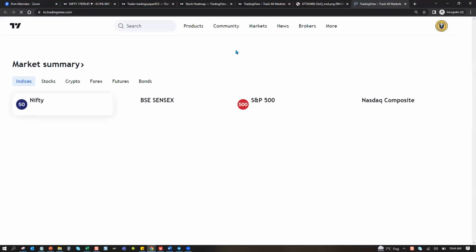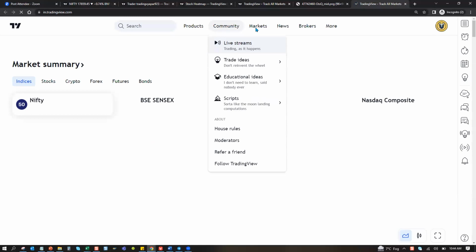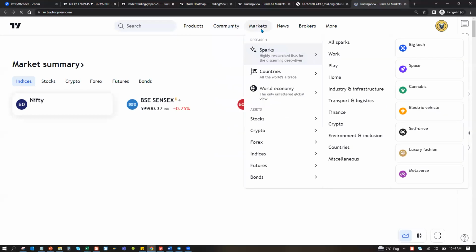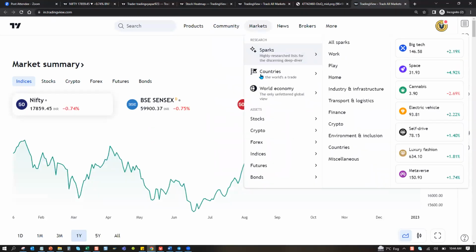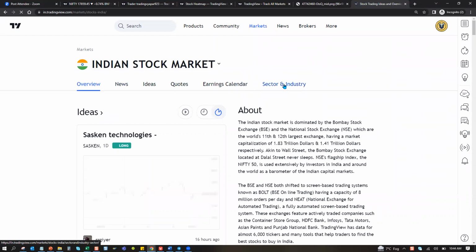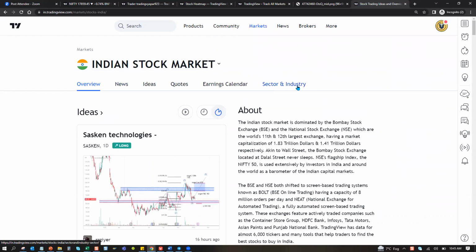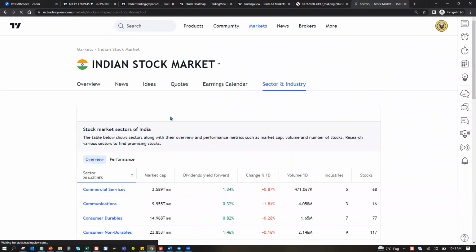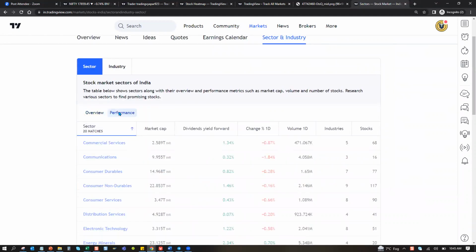So that was the place I wanted to show, where you can check the sectoral performances and stay invested in the sectors which are doing very well. To get there, again, come to your home page, go to markets, go to stocks, just click on stocks, and then go to sectors and industry. Okay, and then you go to performance.